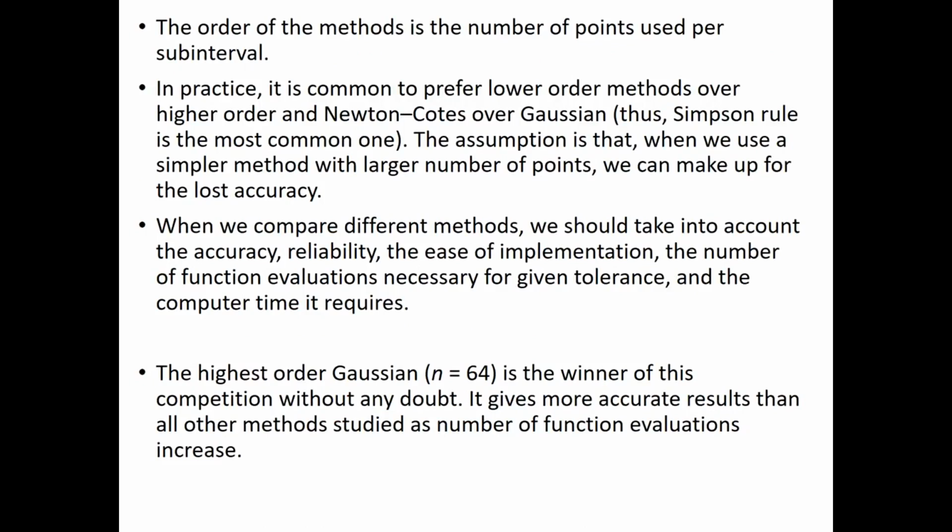And in practice what happens, we prefer lower order methods. लोअर ऑर्डर कौन सा है? न्यूटन-कोट्स. तो न्यूटन-कोट्स को प्रिफर करते हैं ओवर गॉसियन. इसका मतलब सिम्पसन्स रूल जो है मोस्ट कॉमन इंटीग्रेशन मेथड है, and इसमें ये असयूम किया जाता है that when we use simpler method, जो कि सिम्पसन्स मेथड है, then the Gaussian quadrature with large number of points, तो जो एक्यूरेसी है वो हमें ऑब्टेन हो जाती है.